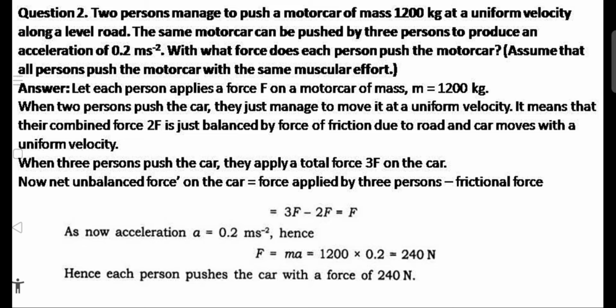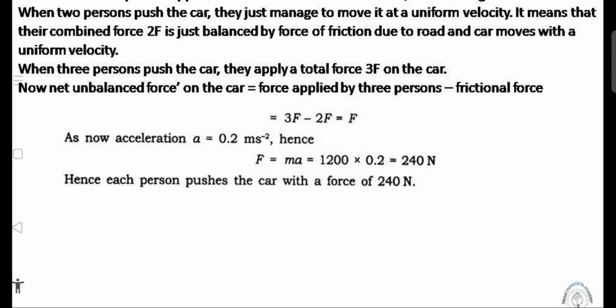When three persons push the car, they apply a total force 3F on the car. Now, the net unbalanced force on the car is equal to the force applied by 3 persons minus the frictional force, which is 3F minus 2F, equal to F. As acceleration a is equal to 0.2 meter per second square, hence F equals mass into acceleration. Therefore, force is equal to 1200 into 0.2, that is 240 Newton. Hence, each person pushes the car with a force of 240 Newton.